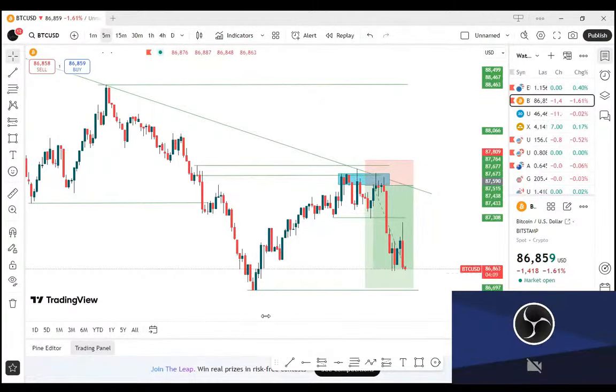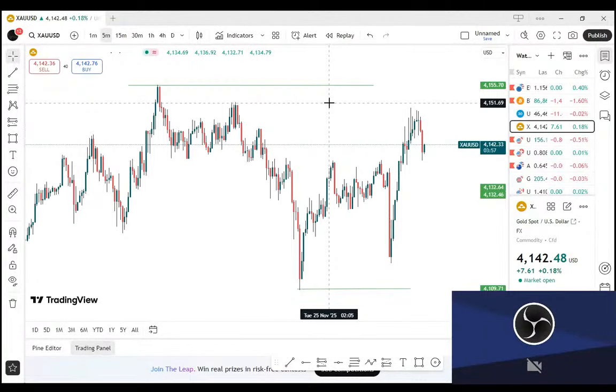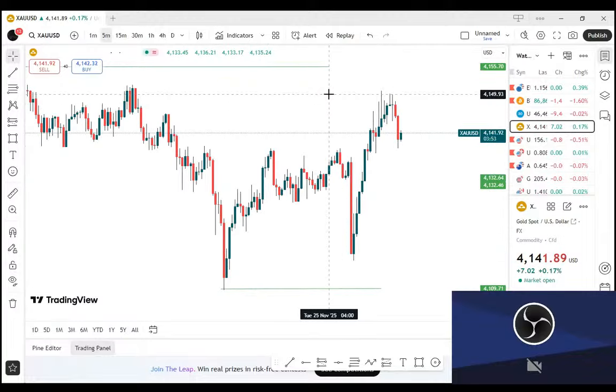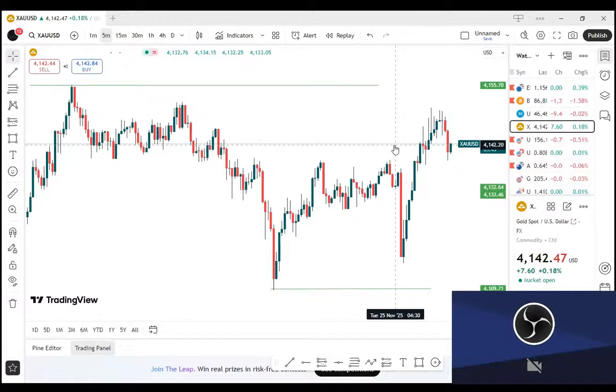Checking up good. Let me see. Checking up good. Good. Look at this. Gold is trying to make a pullback, but hasn't confirmed yet. You're not to buy yet. You're not to sell yet.